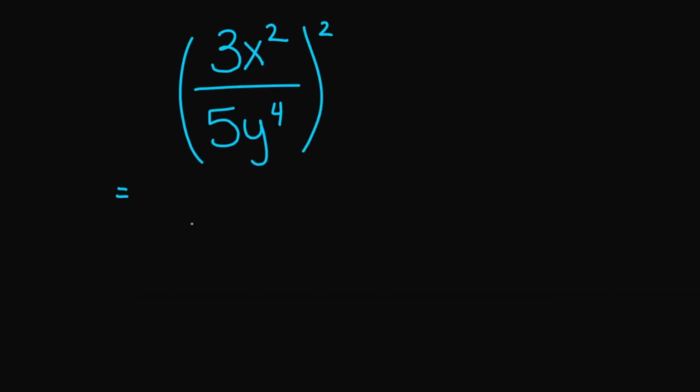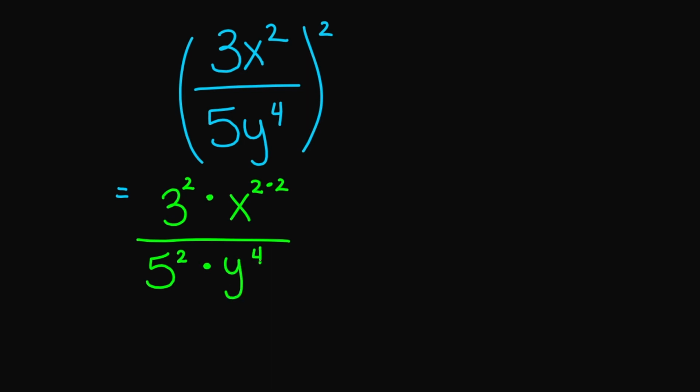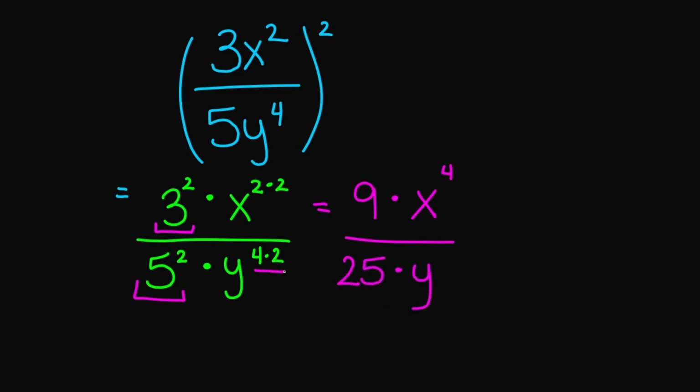Okay, let's try this example here. This is going to give me 3 to the 2nd power times x 2 times 2 over 5 to the 2nd power times y 4 times 2. 3 squared, which is here, is going to give me 9 times x. 2 times 2 is going to give me 4 over 5 squared, which is going to give me 25 times y. 4 times 2 is going to give me 8. So my numerator, you're going to get 9x to the 4th over 25y to the 8th.